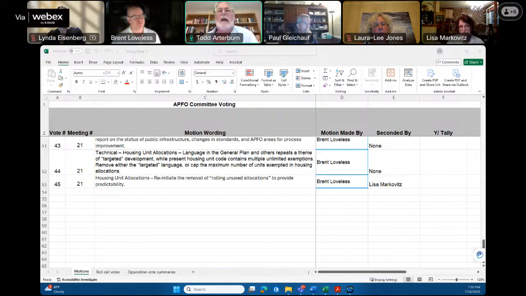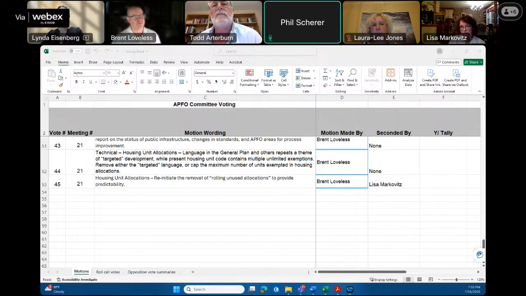I don't want to jump in yet. Anybody else? I'm not sure I would support a full removal of the rolling allocation. But what about a partial removal? Like if you don't use it, 50% gets to roll over, or 75% gets to roll over year to year.